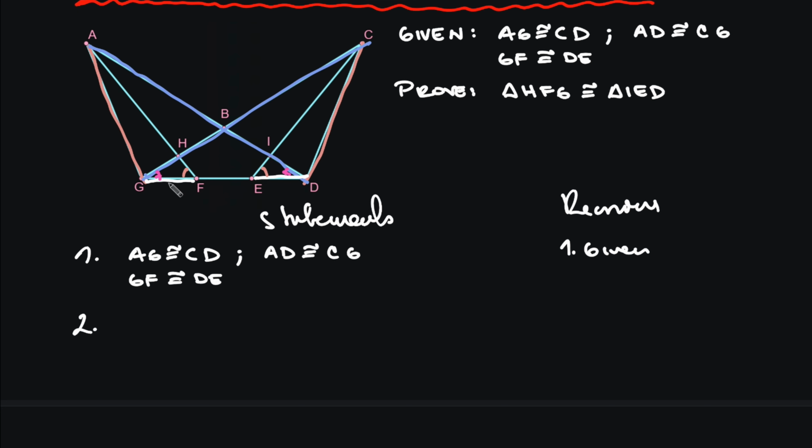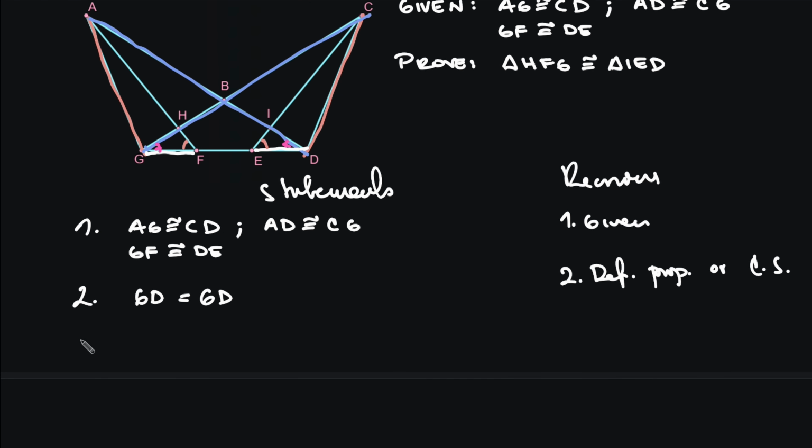All right. Second, we already noticed that this is a common side. So GD is equal to GD, and this is the reflexive property, or common side to both. And if that happens, then the two triangles are congruent. So triangle AGD is congruent with triangle CDG, right? By the side postulate or criteria.